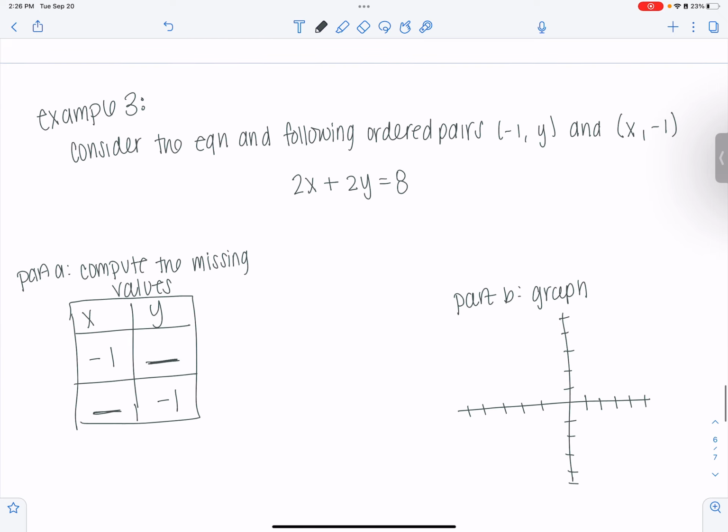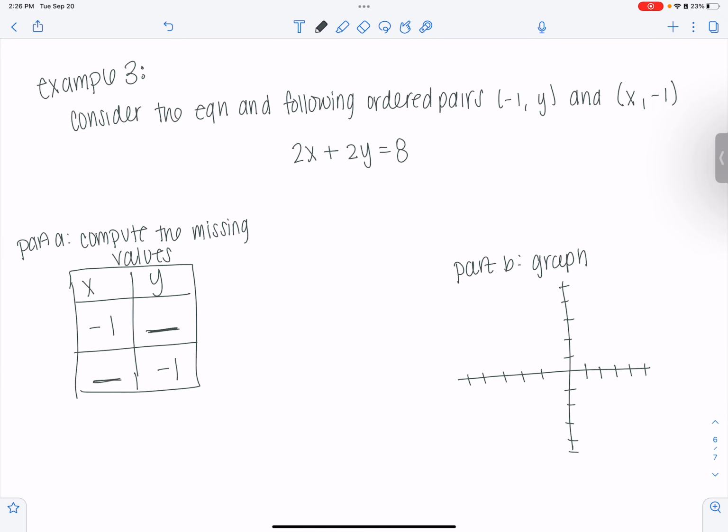All right, our next example is a two-part again. So it says consider the following equation in the ordered pairs. And you see them there, (-1, y) and (x, -1). And then my equation is 2x plus 2y equals 8. Now what they've asked me to do in part A is to compute the missing values.